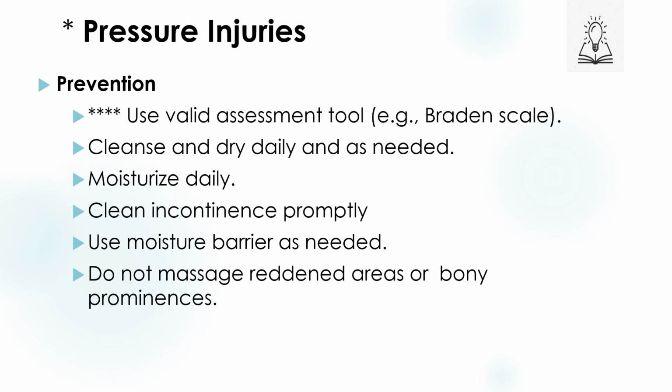So by implementing effective preventative measures, we can significantly reduce incidences of pressure injuries and improve patient outcomes. The first step in prevention is to assess the patient's risk using a validated tool like the Braden scale. This tool helps identify patients at high risk for pressure injuries, and it allows us to implement targeted interventions early.